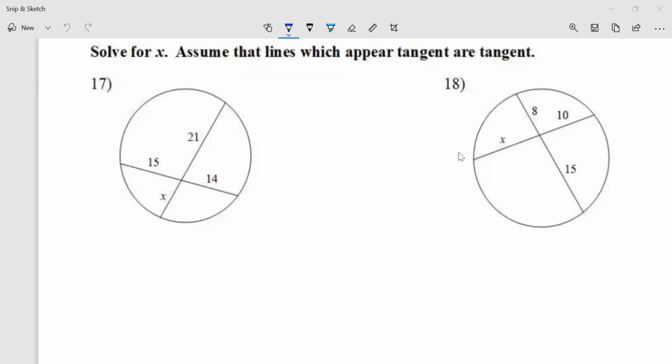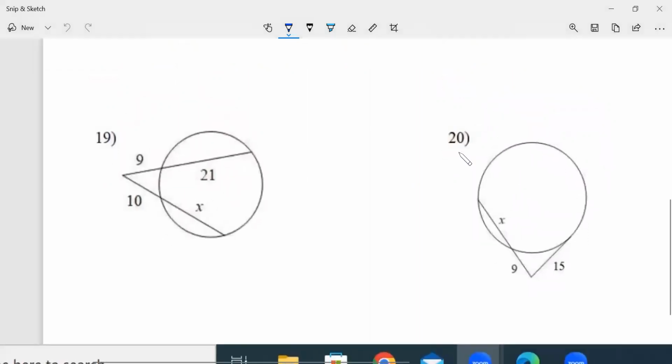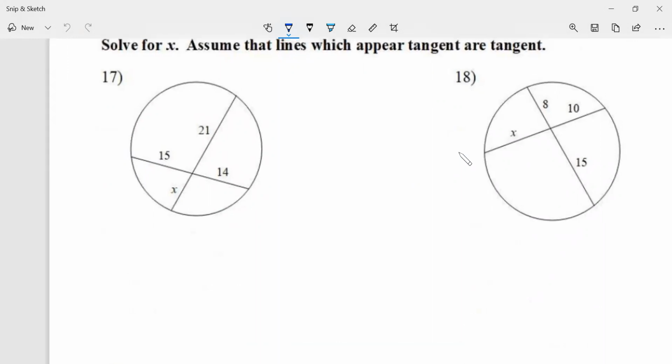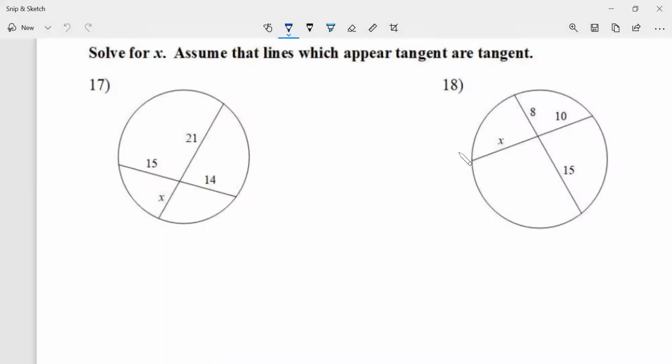Now, for today, we're going to move on to segments. This is actually going to meet either inside of the circle or outside of the circle, but now I'm not looking at the angles. I'm looking at the length of the sides. This is going to be a little bit easier. Now here it says solve for x. Assume the lines which appear tangent are actually tangent. That comes when my measurements are outside of the circle.